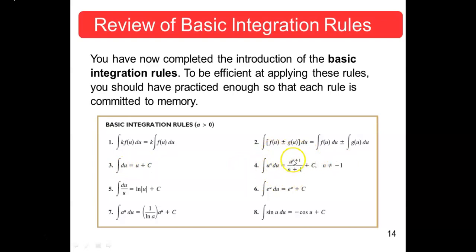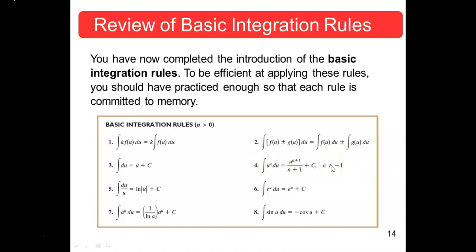This integral is just the opposite of the power rule. So if you have u to the n, then you add n plus 1 and you bring that on the bottom, and it's easy to check that this is the derivative. Just take the derivative of this and you should get back to u to the n.